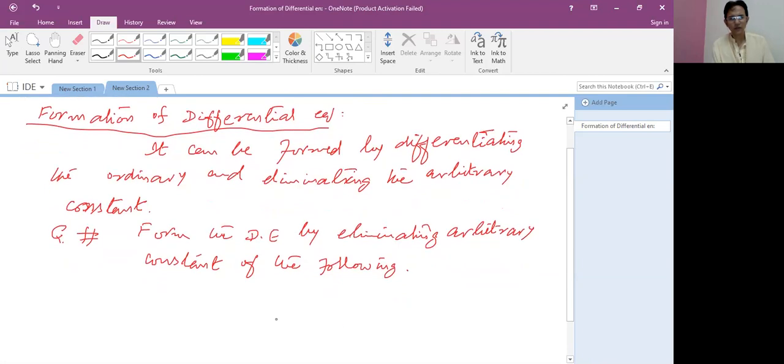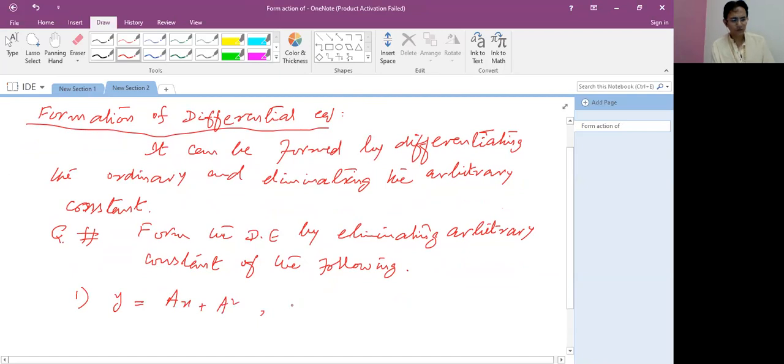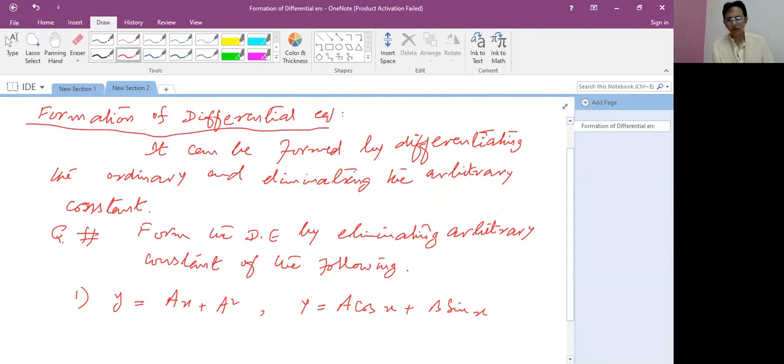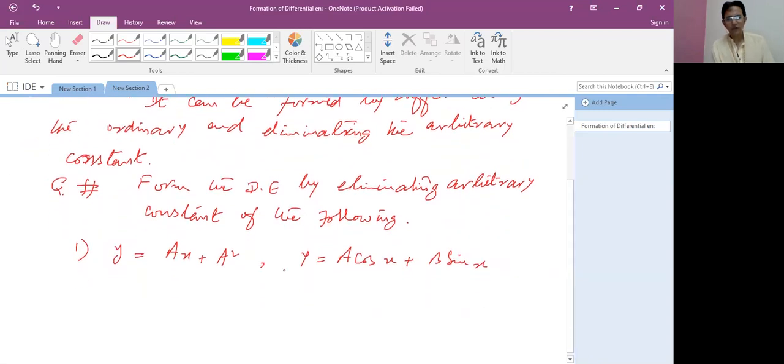For example, the first equation, the general ordinary equation you have given, is y equals a times x plus a square, and y equals a cos x plus b times sin x. I give you two examples about how we can formulate the differential equation. Here a and b are called arbitrary constants.